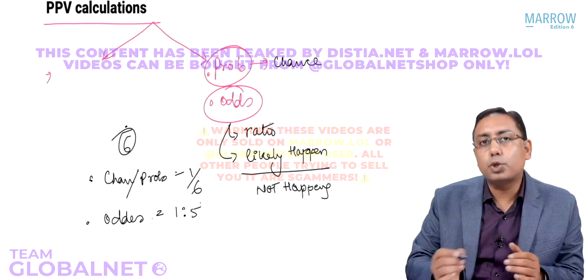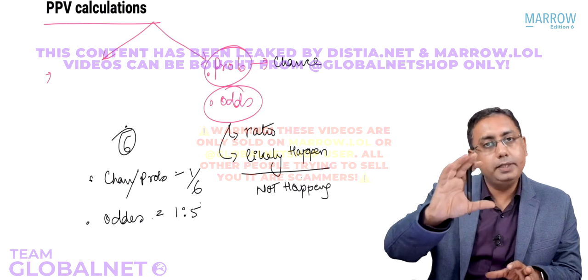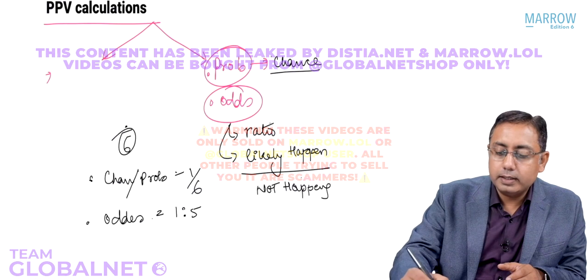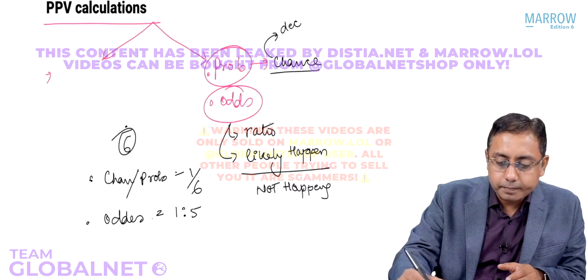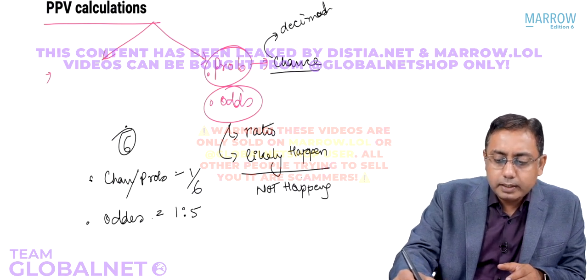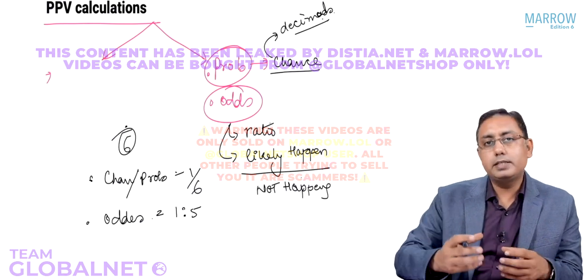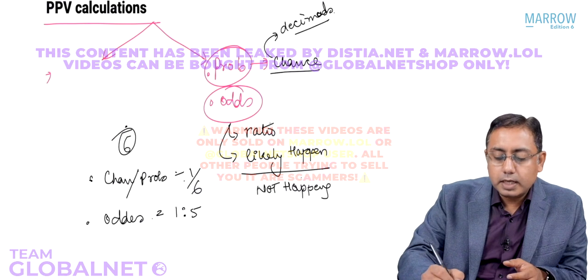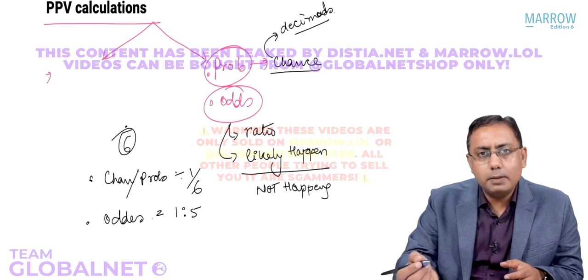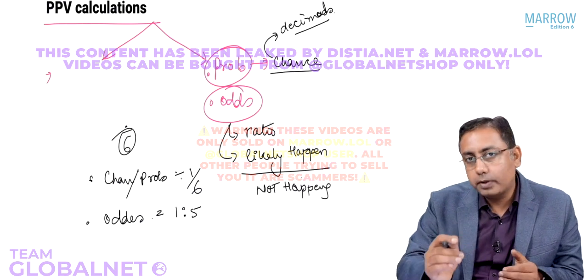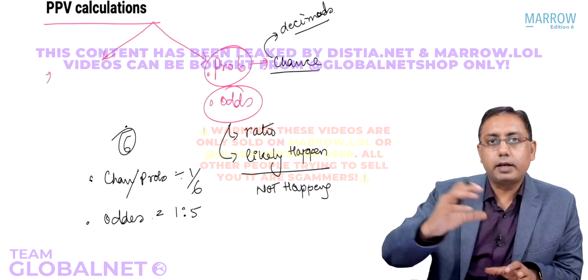Are we getting it? What is odds and what is probability? They both mean chances. But chance is actually a probability. It is always expressed in decimals. Can be expressed in percentages also, but technically we always express the probabilities in decimals. That is, the chance would be 1 by 6. If you multiply it by 100, that's also fine. But technically speaking, the chance would be 1 by 6. And odds is the ratio.